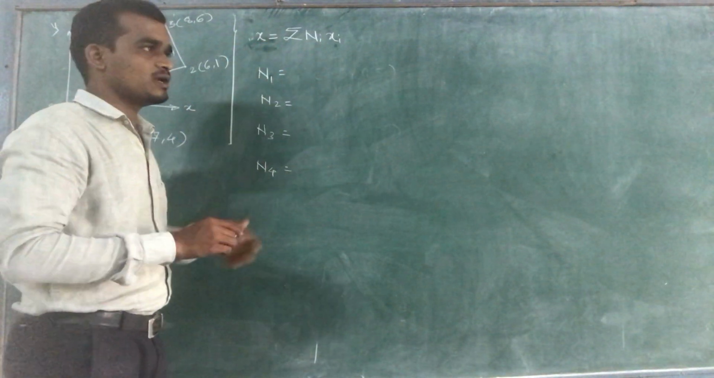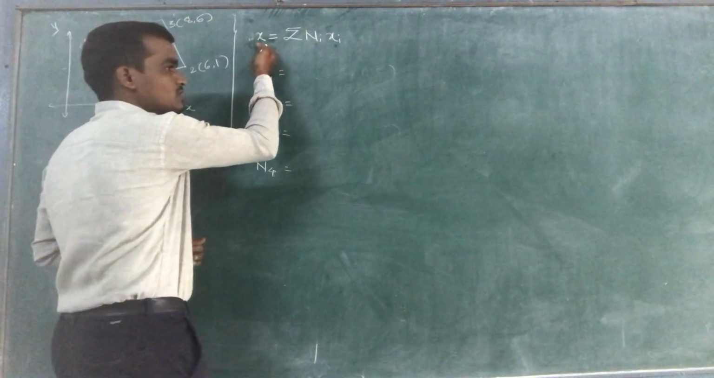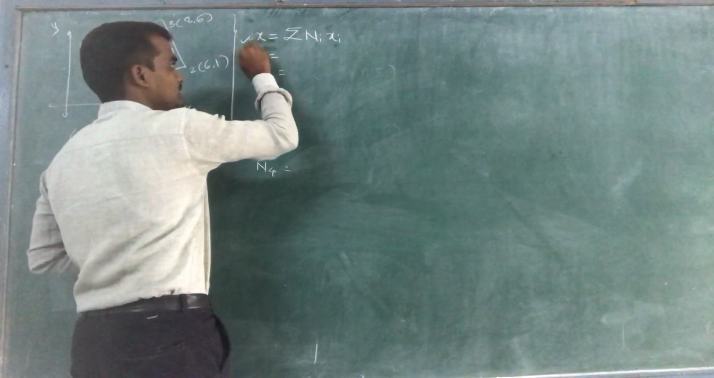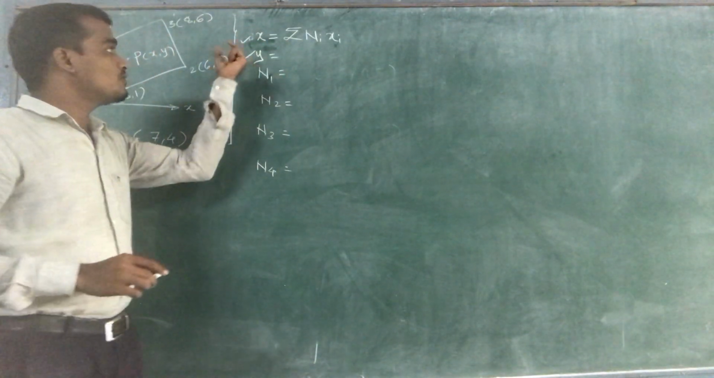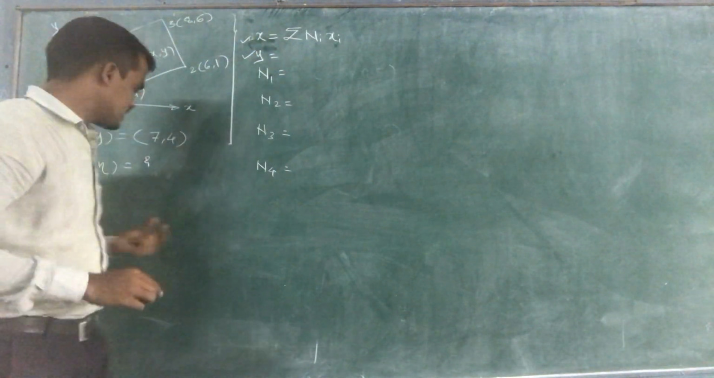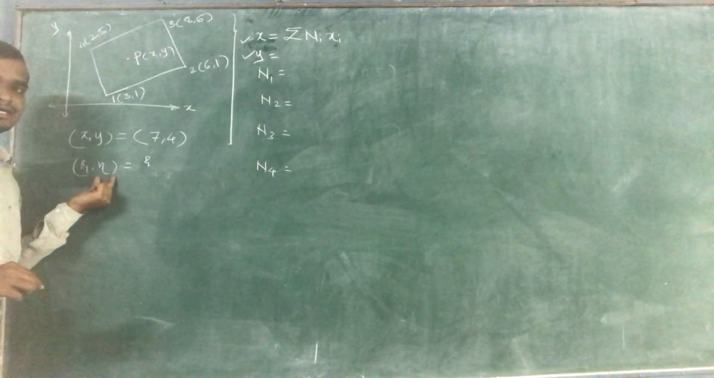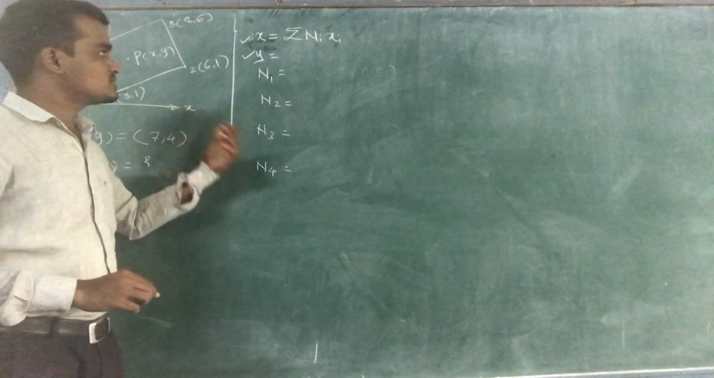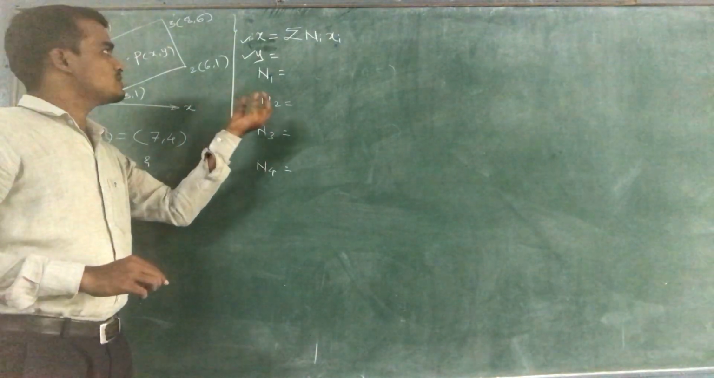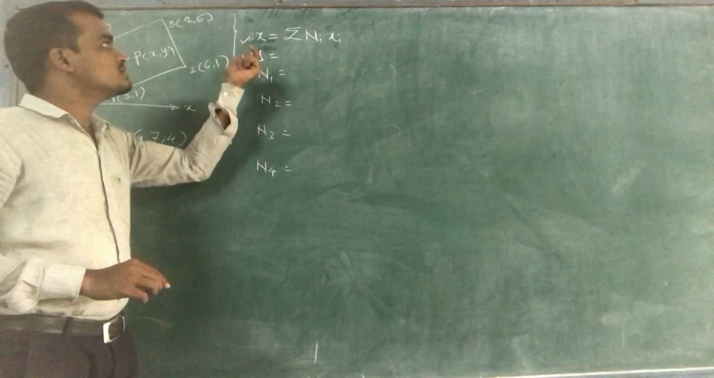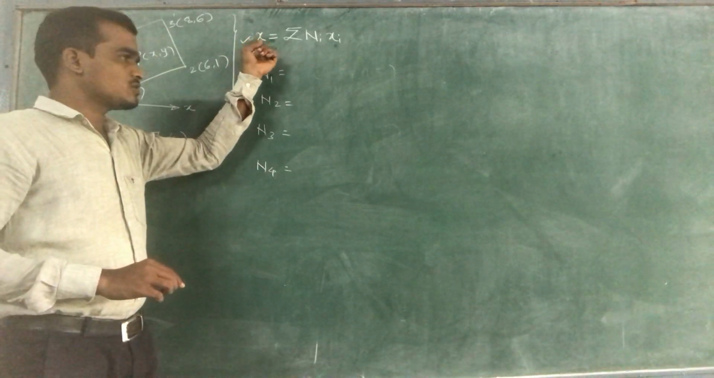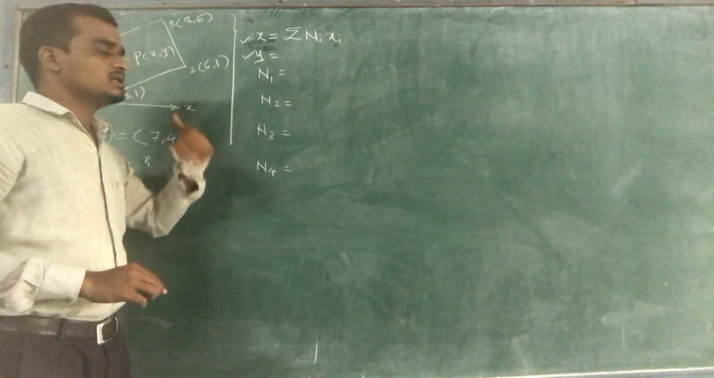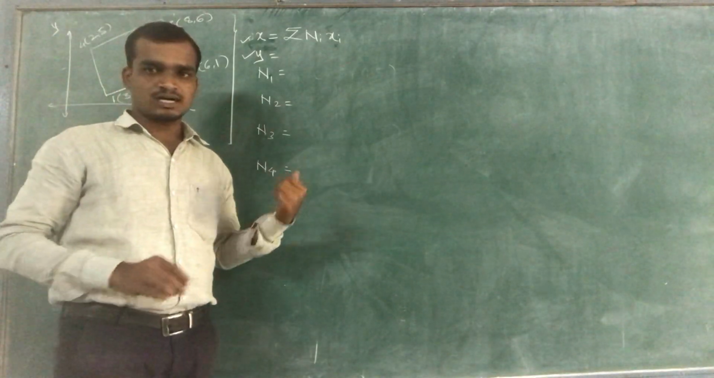But how do we find the natural coordinates zeta and eta if the Cartesian coordinates x and y are given? Now we will solve such types of examples. We have already solved examples in which we were asked to find the Cartesian or global coordinates x and y. Now we will find the natural coordinates by using the Cartesian coordinates.